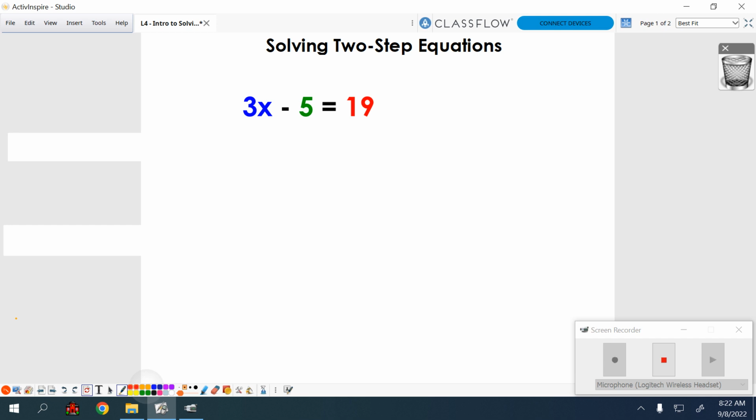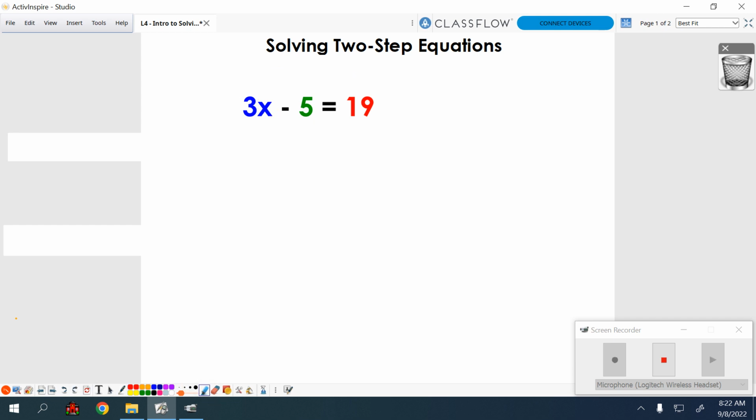And when you're solving an equation, the idea is that you want to get your variable all by itself, which means the first thing we're going to do is take this part of our equation and get rid of it, and then we're going to deal with this variable, the coefficient in front of the variable. So we've got 2 steps to solve this problem.